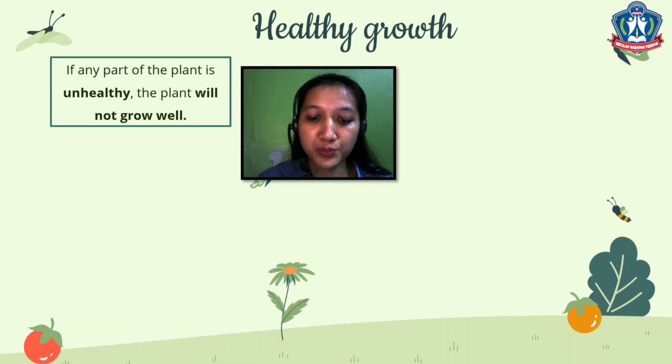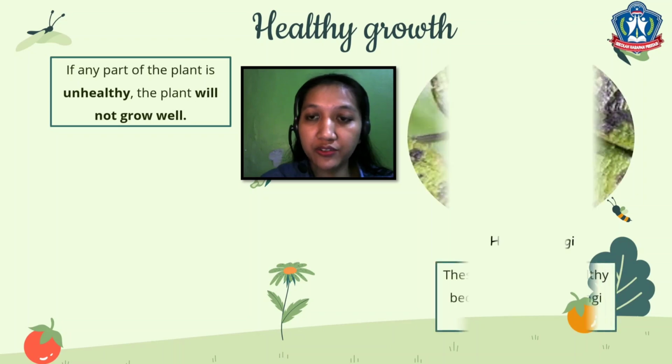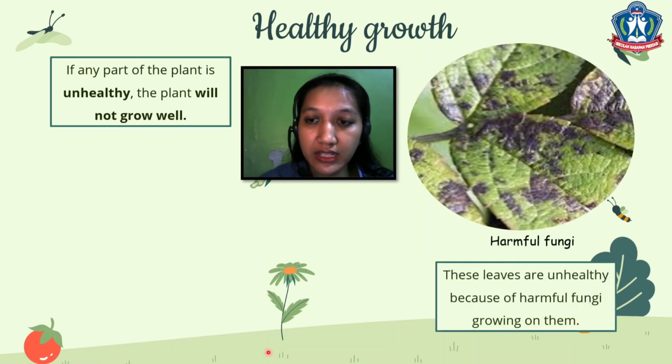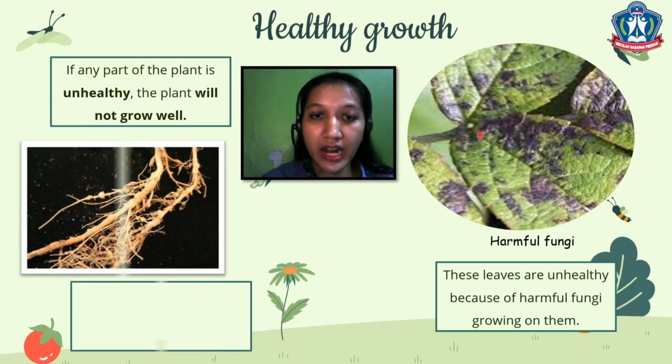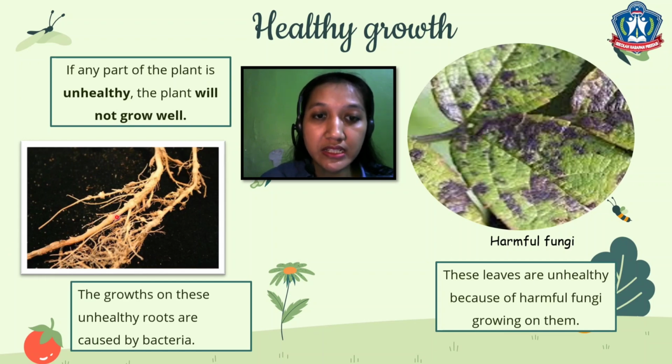For a plant to be healthy, its leaves, stem, and roots must be healthy. These parts work together to enable the plant to live and grow well. If any part of the plant is unhealthy, the plant will not grow well. For example, these leaves are not healthy because of harmful fungi growing on the leaves. For the other parts, these roots: the growths on these unhealthy roots are caused by bacteria.